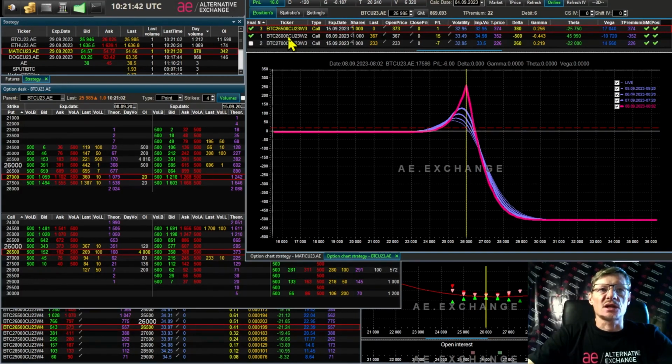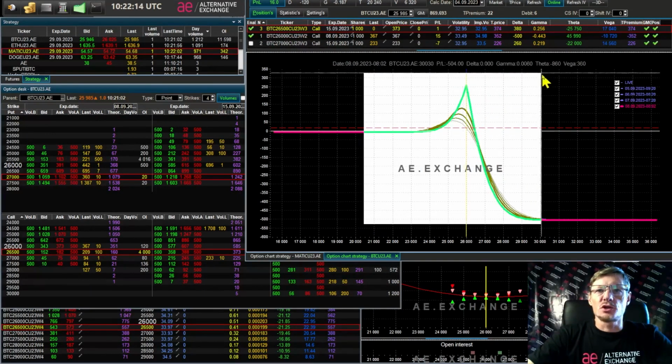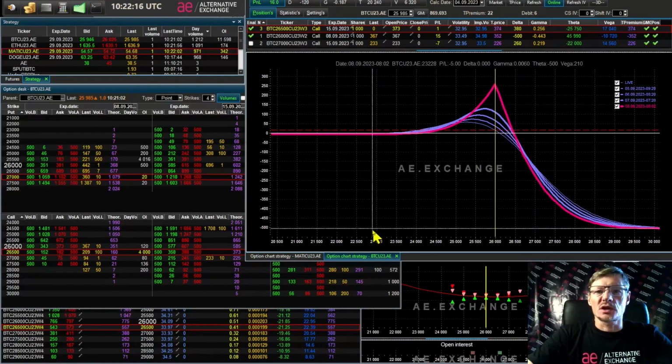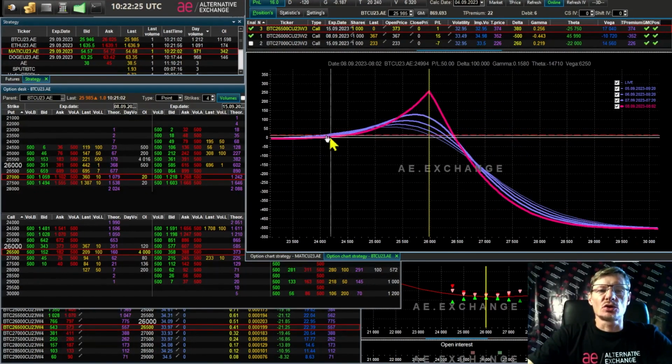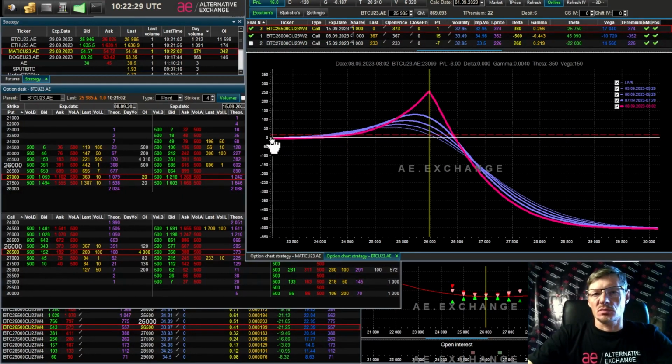To recap, I sold a Bitcoin option at the center strike of 26K of the nearest expiration date and bought the same amount of the next strike, 26,500, the next expiration date. Now I'm going to zoom in on this chart and tell you about its characteristics. On the left side, I have the no-loss zone. If the Bitcoin price falls, I won't take a loss.